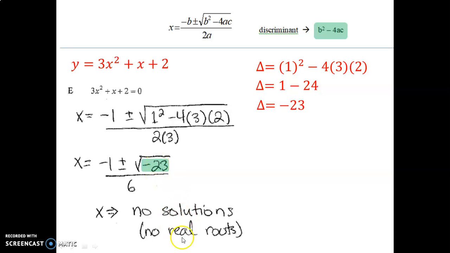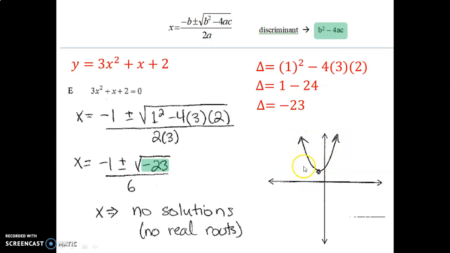In the last video we spoke about that. That means there's no solutions, or actually no real solutions. And we can't solve that further with real numbers, right? So what does that mean for the graph? And we talked about that as well. When there's no solution like that, it means there are no x-intercepts, at least real ones, right? So we have this parabola which is floating above the x-axis, no x-intercepts, no solutions.